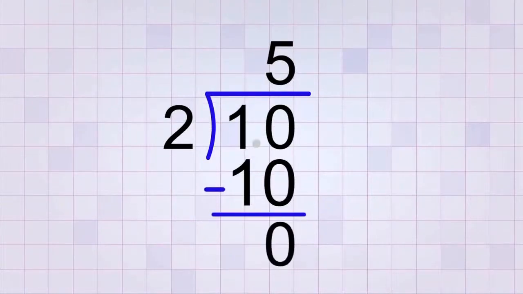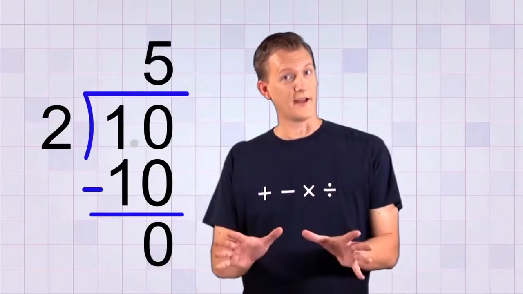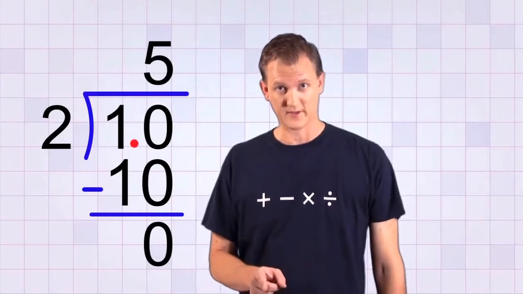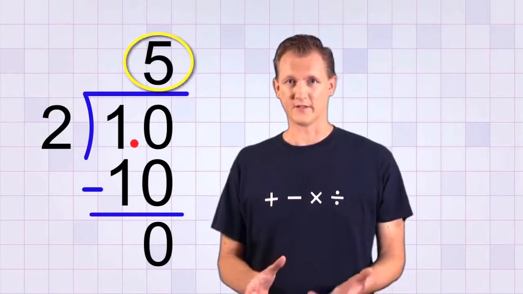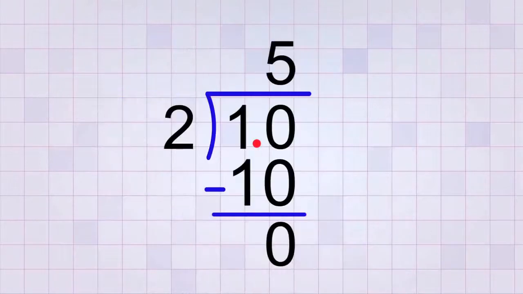and that leaves no remainder. So we're done, right? Not so fast. We've got that decimal point to deal with. And we know that 5 can't be the answer because 5 is bigger than 1/2. We just need to include the decimal point in our answer for it to be correct.